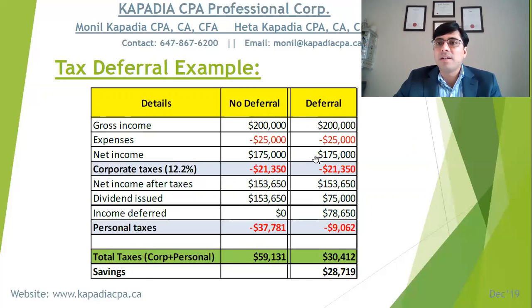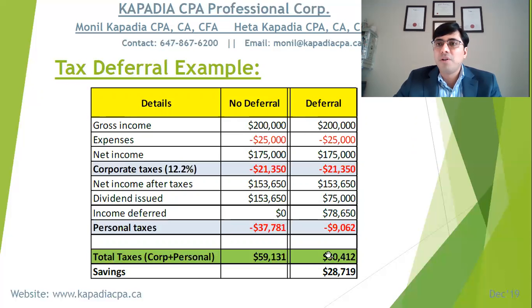Now let's look at how it looks when we defer the income. With the same income, you will end up paying around $21,000 in corporate taxes. Here, instead of taking the whole $153,000, the taxpayer needs only $75,000 to pay off his bills and mortgages. So he keeps the remaining $79,000 in the corporation in retained earnings, and this can be invested into passive income. On the $75,000, he will end up paying around $9,000 in personal taxes. In total, he paid $30,000. So we see a net difference of $29,000 when he deferred the income.